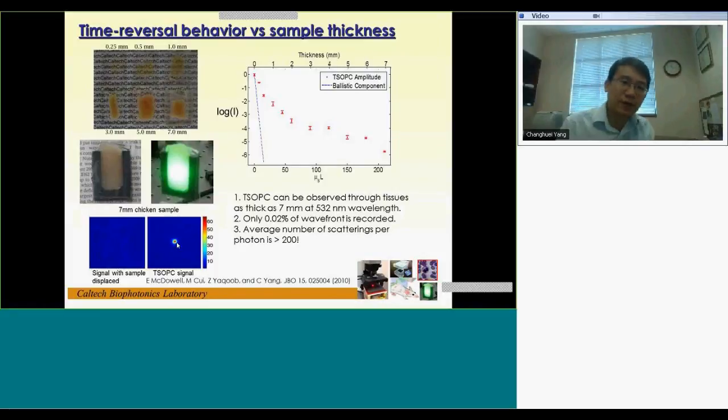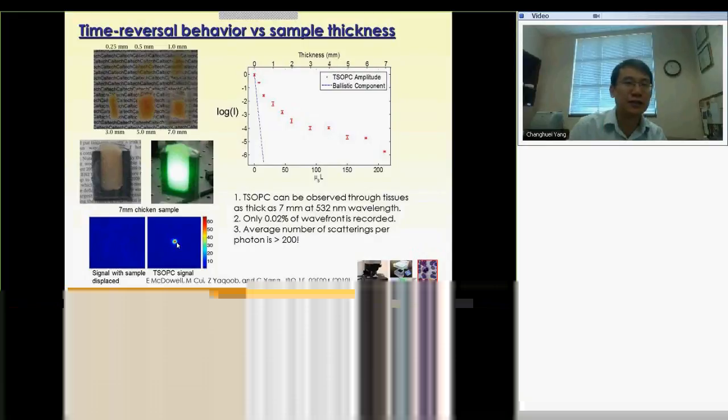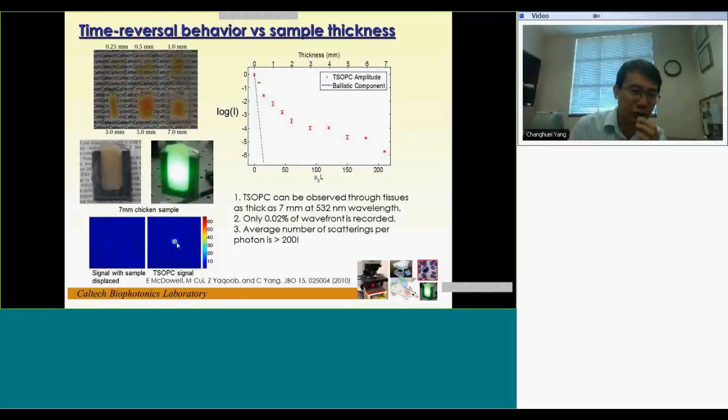Another thing worth noting is that you may think that for us to do this kind of correction, we have to record a very big fraction of the scattered light field. In fact, that's not the case. Even if you collect only a small fraction of the light field, you can still elicit this phenomenon. In this particular line of experiments, we only collected about 0.02% of the wavefront, and yet we can still observe a pretty nice reconstruction.